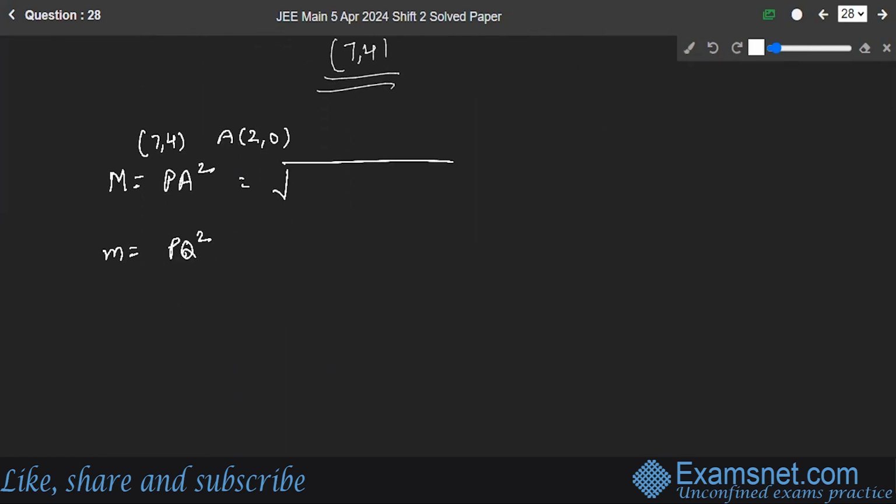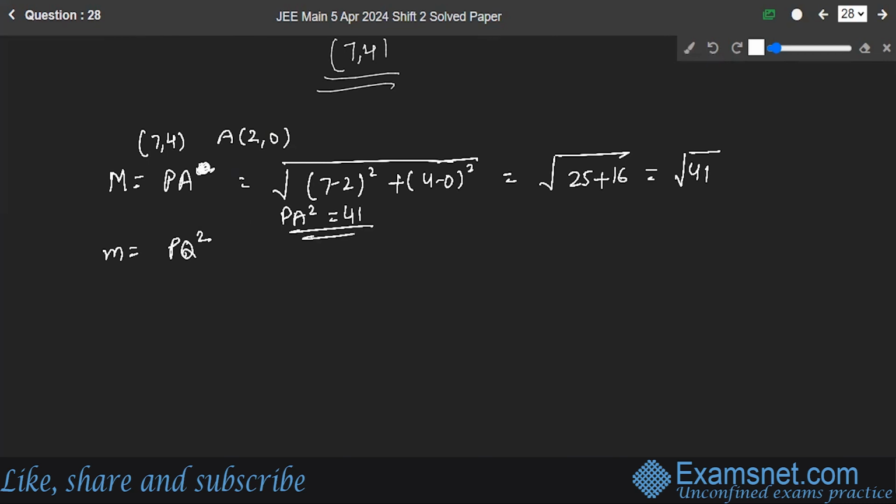So this is equal to root of (7 minus 2) square plus (4 minus 0) square, which is equal to 5 square plus 4 square, which is equal to PA square. Okay, PA is equal to this. So this is equal to root of 41, and PA square will be equal to 41.